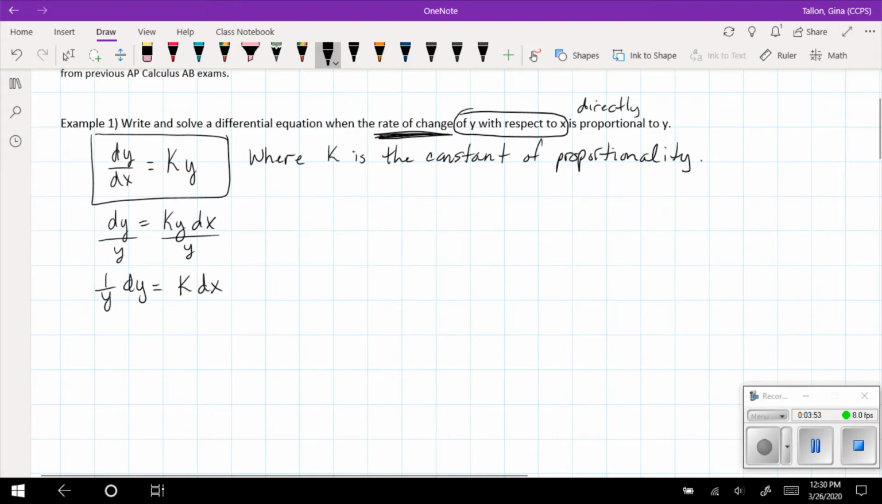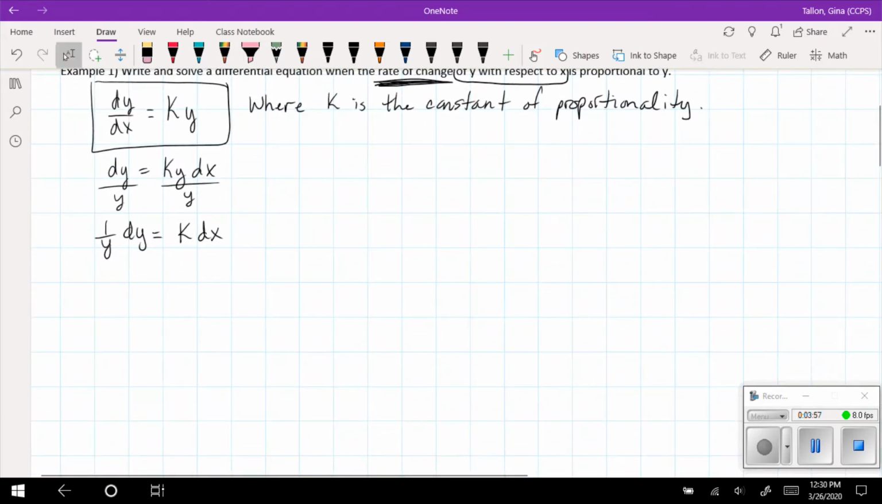And now, since my variables are separated, I can go ahead and integrate both sides of this equation. Now I know that you will most likely just throw integral symbols on the equation that's sitting there, but I would like to rewrite it. Integral of 1 over y dy is equal to the integral of k dx. That means that the integral of 1 over y with respect to y has to be equal to the integral of k with respect to x.